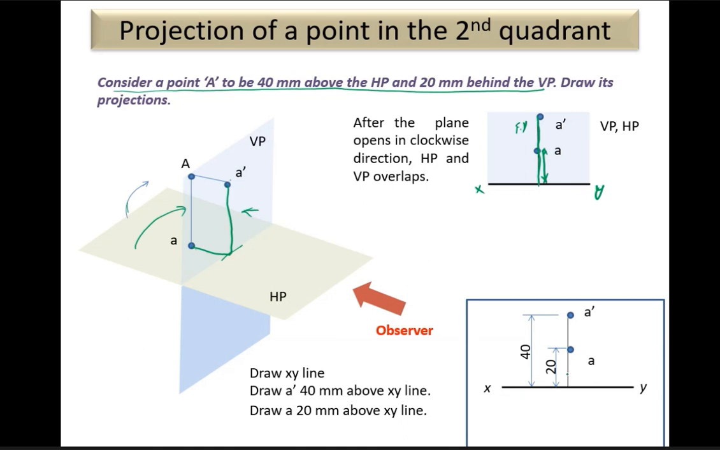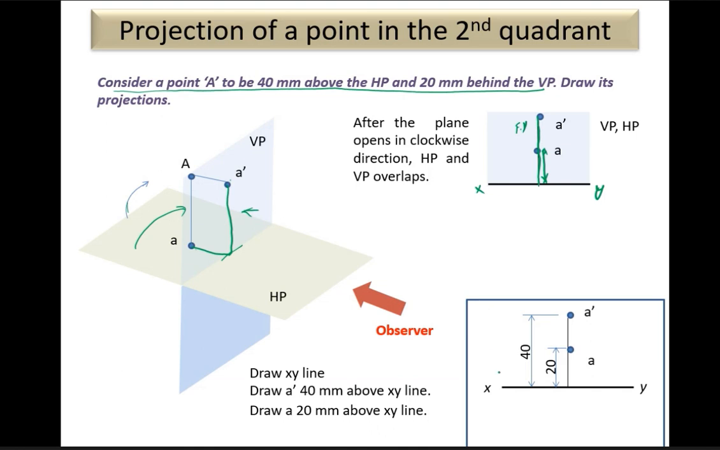Sir, do we always have to turn clockwise in the case of VP and HP? Yes. Since VP is already defined, it need not be opened. It is already aligned to our drawing sheet. So we need to open only HP, and it will always open in the clockwise direction. Is this thing clear to you? Yes, sir.